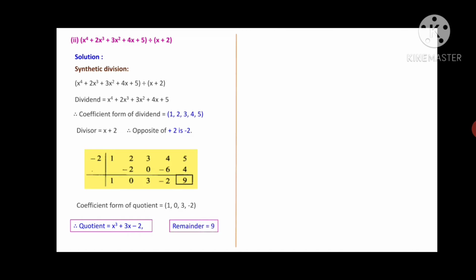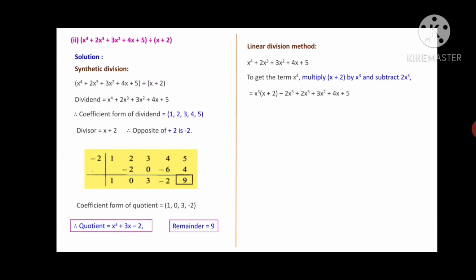Friends, let us start with the linear division method. In this, let us first write the dividend x fourth plus 2x cube plus 3x square plus 4x plus 5. To get the term x fourth, multiply x plus 2 by x cube and subtract 2x cube. So friends, here you can write x cube into bracket x plus 2 minus 2x cube. We are multiplying by x cube, which means a 2x cube term is coming, therefore we consider here minus 2x cube plus 2x cube as it is, 3x square plus 4x plus 5.